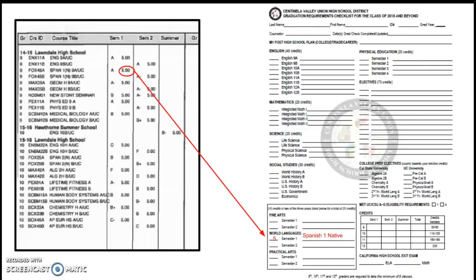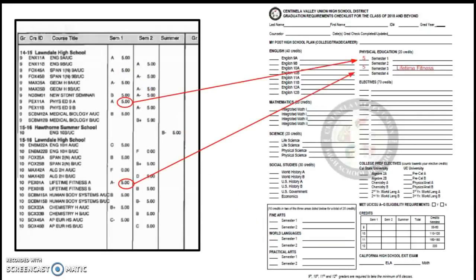Now for your fine arts, world languages, and practical arts. Fill in your 5 credits that you earn and write any of the specific titles needed. Now be sure to do the same for PE. If it was a different name of a PE course, make sure that you fill that specific title in.